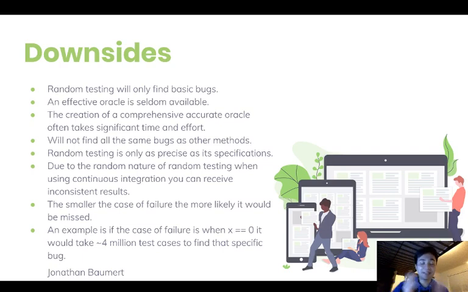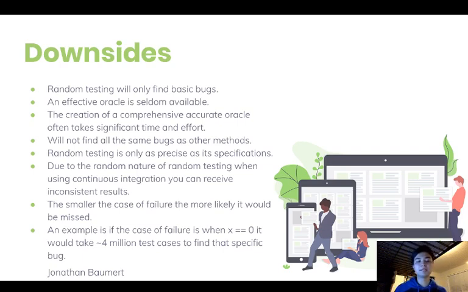Due to the random nature of the testing system, when using continuous integration, you can receive inconsistent results. So you kind of have to figure out what is the mean and what is the average, and is this really bringing good results to us? Another point is that the smaller the case of a failure, the more likely it would be missed. So also, since you are only finding the basic tests, it will be hard to find difficult tests, and most likely they would be missed by the system of random testing.